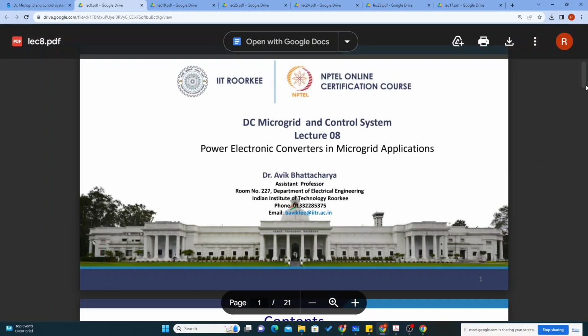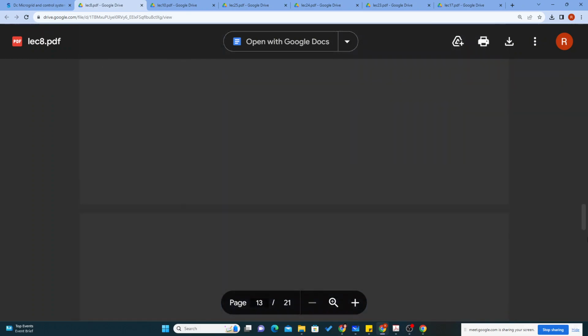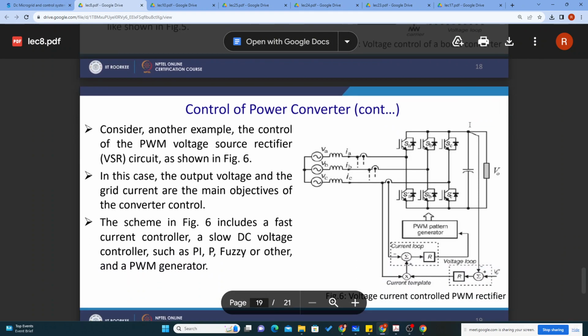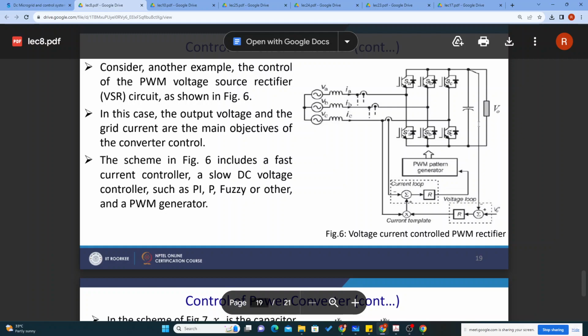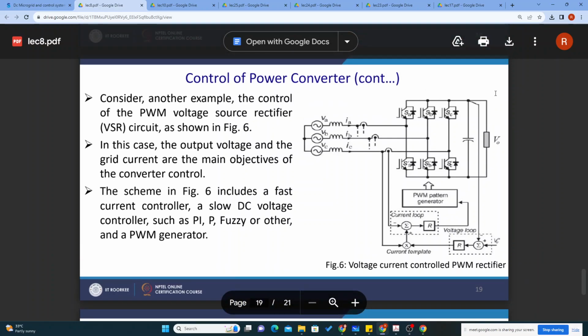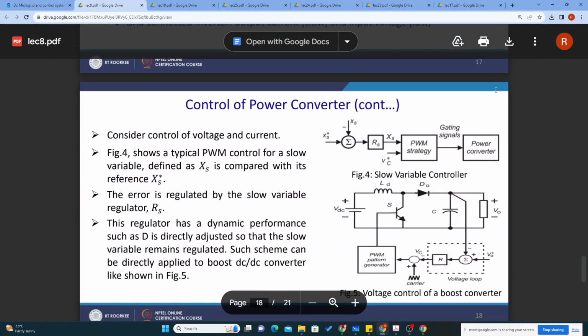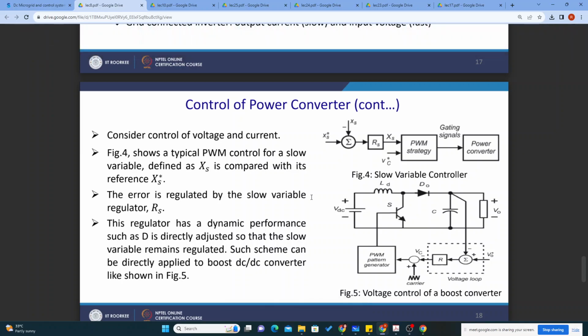Go ahead, at last, just move upward. In this one, the x terms will be a slow variable and a fast variable like that. For the slow variable control, x is compared with its reference x star. The error is regulated by the slow variable regulator Rs.